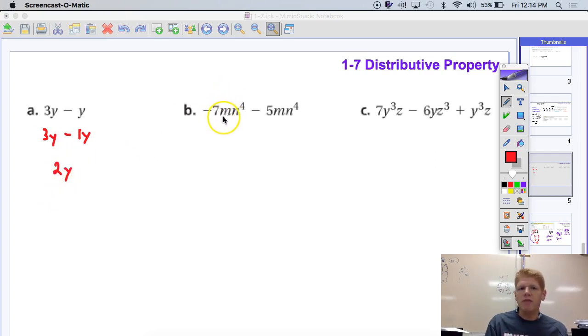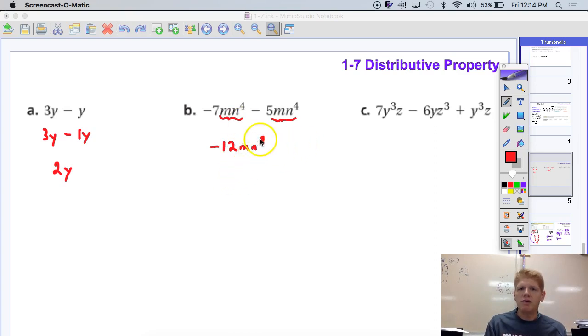Over here we have a similar situation. Our terms are mn to the fourth and mn to the fourth. Both of these are alike. So we can simply combine them together. Negative 7 minus negative 5 would be negative 12 mn to the fourth.